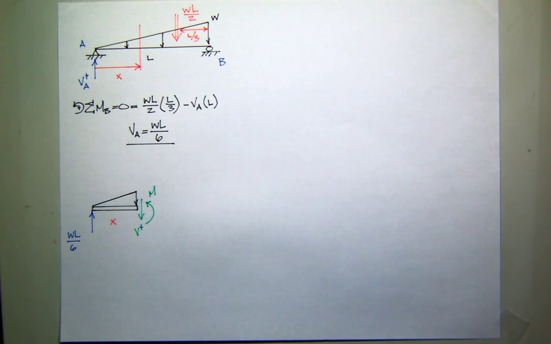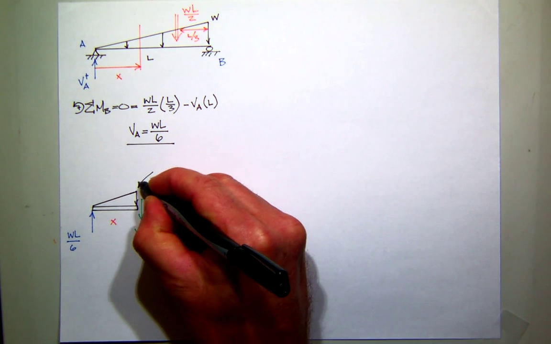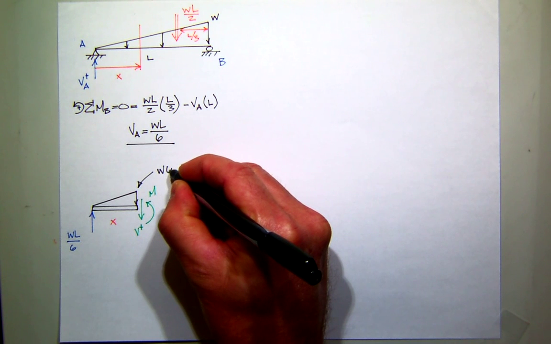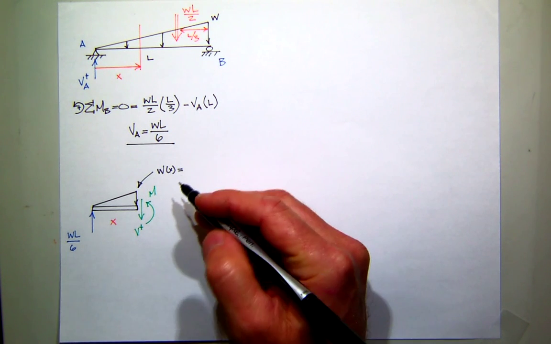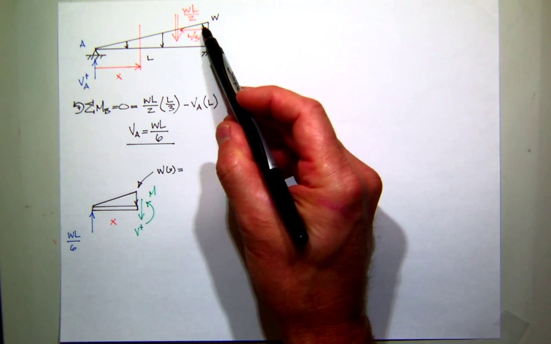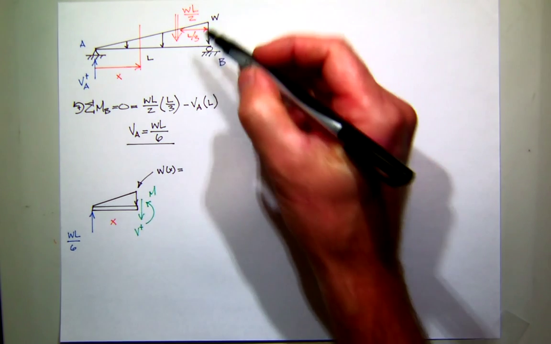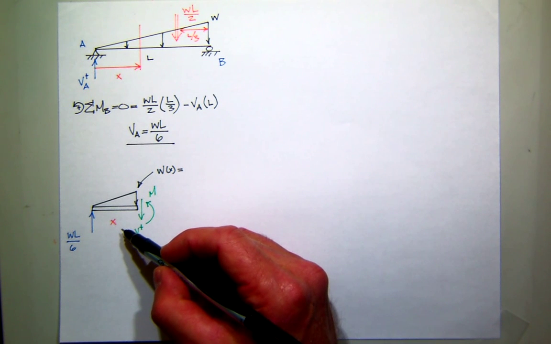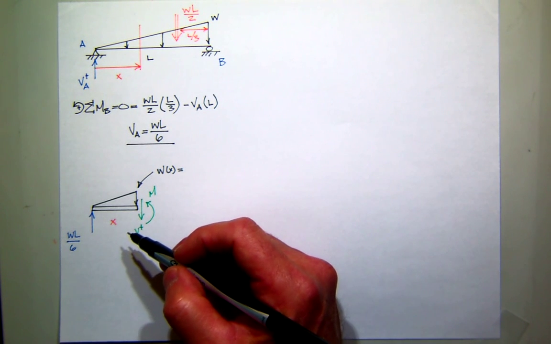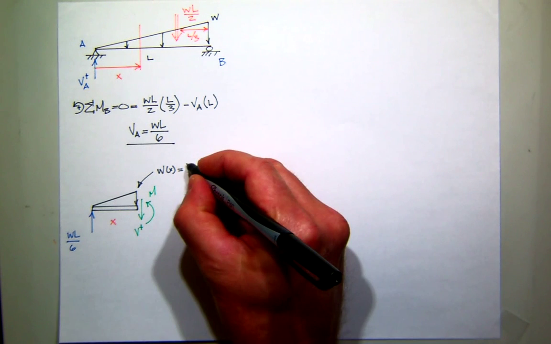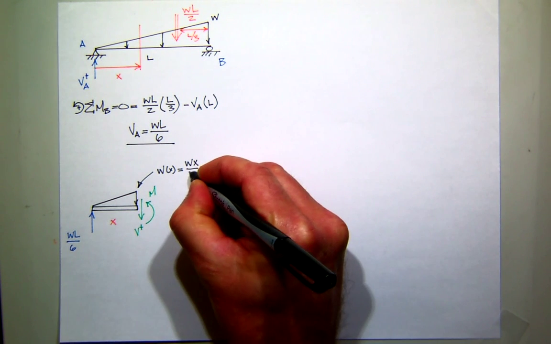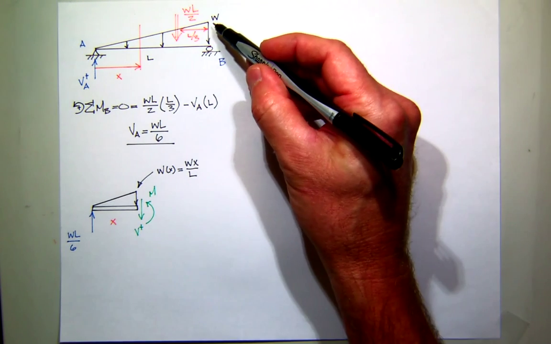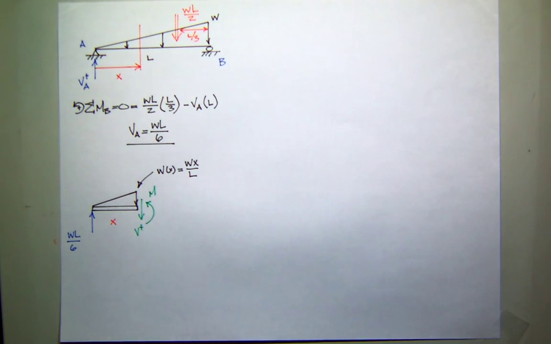What is the intensity of the load there? What would W be equal to here? WX over L. There's a couple ways you can do it. You can go back and write an equation for this, or you can use similar triangles. So we know W is to L as this is to X, right? So you're going to end up with WX over L. And you can check that. When X is equal to 0, we get 0. When X is equal to L, we get W. So it matches our load curve nicely.